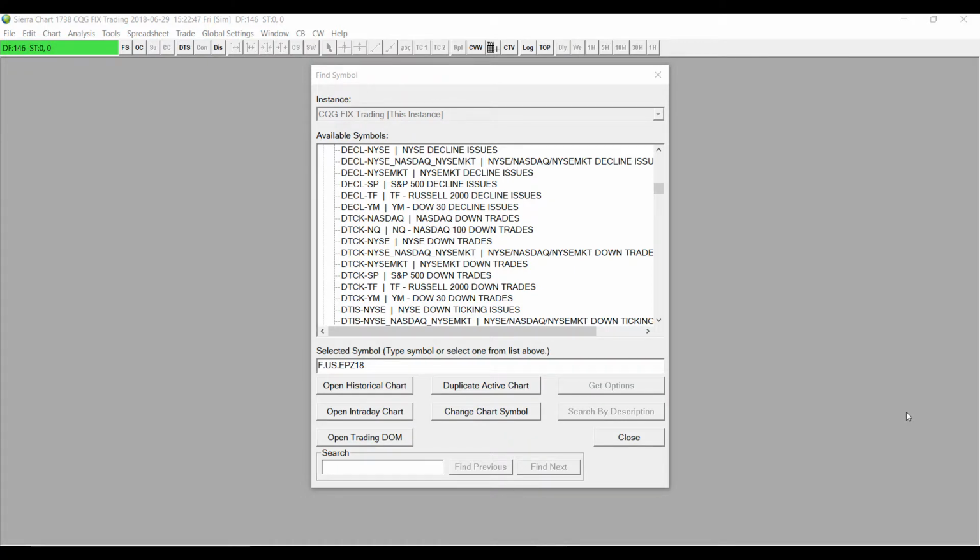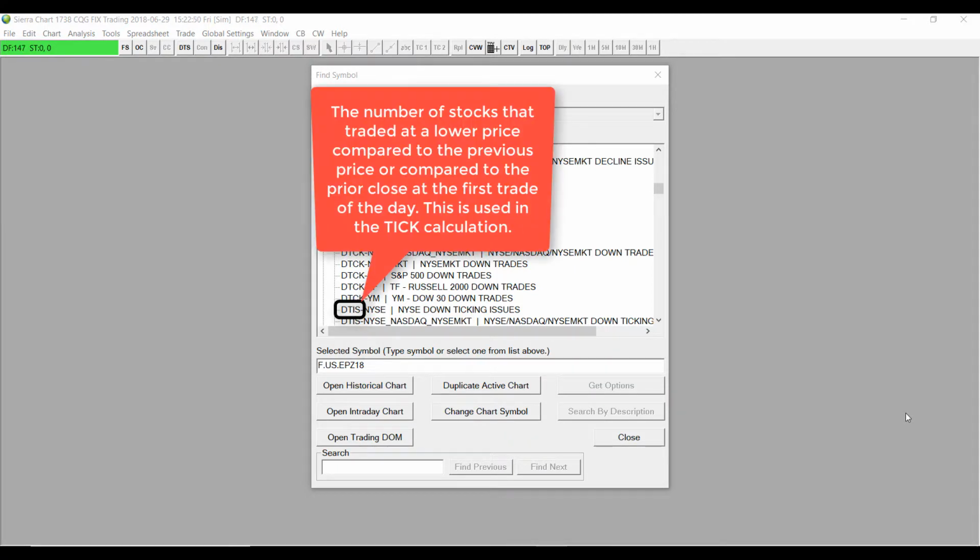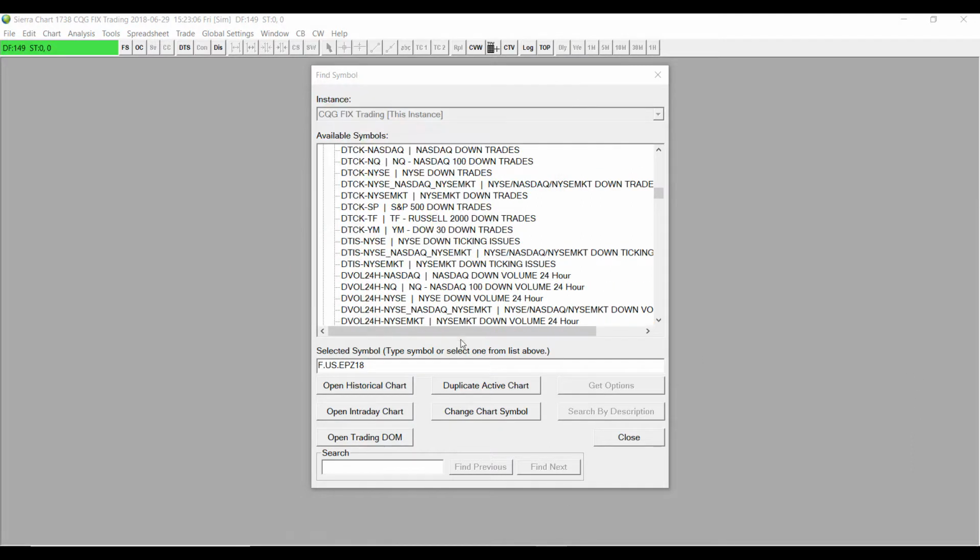Next up in our symbol list, we have the D-TIS. Now the D-TIS is the number of stocks that traded at a lower price compared to the previous price or compared to the prior close at the first trade of the day. Now this is used in the tick calculation. And as you can see on this one, it is only based off a couple of markets here. It's only based off the New York Stock Exchange, the New York Stock Exchange Market Exchange, and the combination of the New York Stock Exchange, the NASDAQ, and the New York Stock Exchange Market Exchange.